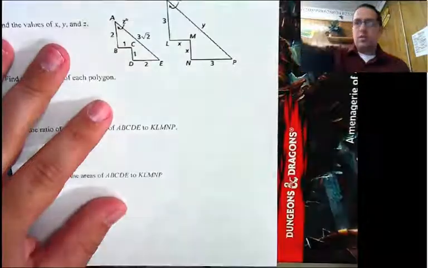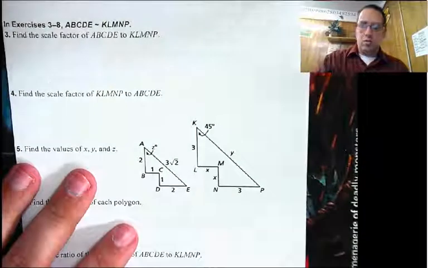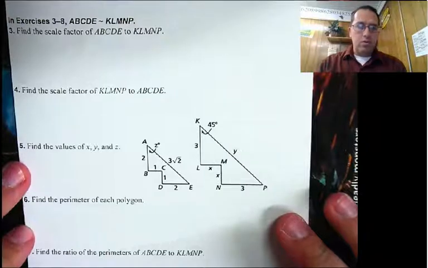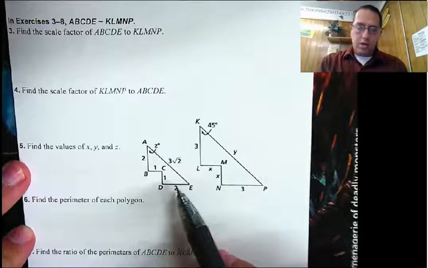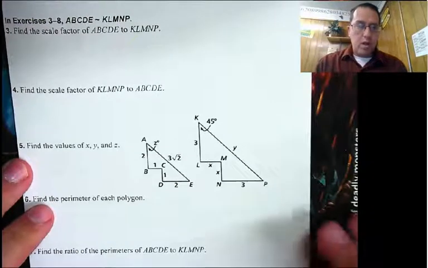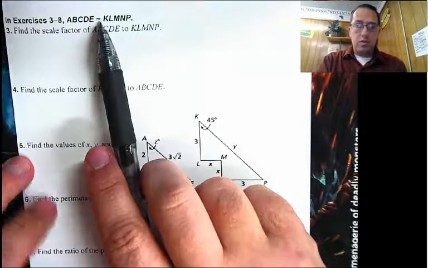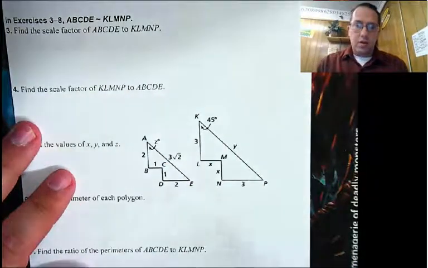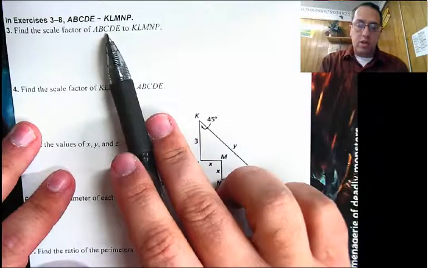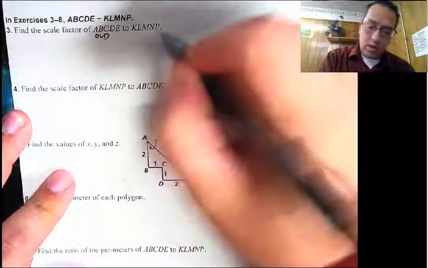All right, let's take a look at some things that are slightly more complicated. Not much, because this whole thing is review, so this should all be pretty easy. Okay, so for 3 through 8, we're going to be using figure ABCDE, which is similar to KLM and P. And it tells us, with the little squiggle there, that these are similar to each other. So first, we need to find the scale factor of ABCDE to KLM and P, which means we're going to start here and go to there. So this is old, and this one is new.